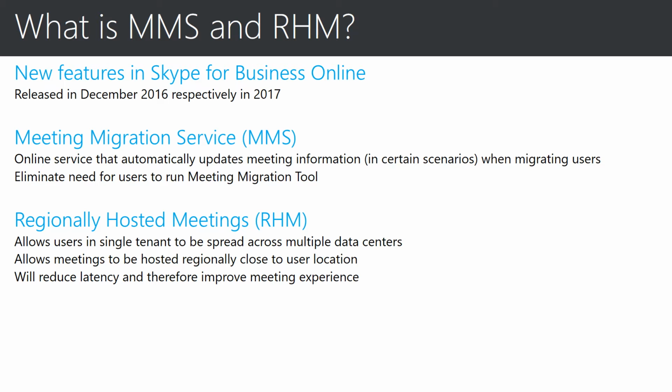Aside from covering those scenarios, MMS will kick in when users are moved to another region, and this is where I will introduce RHM. With RHM, users in a single tenant can be spread across multiple data centers in different regions. This is to allow meetings to be hosted in the data center that is closer to the user. By being closer to the data center, network latency will be reduced and meeting experience will be improved.